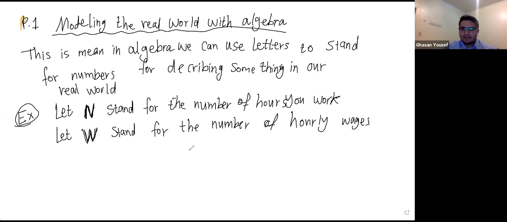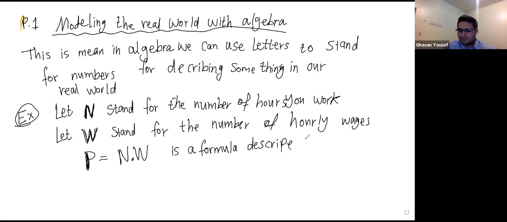So I can get from both N and M something in U called B. B equals N times W. What is B? B is a formula that describes something.